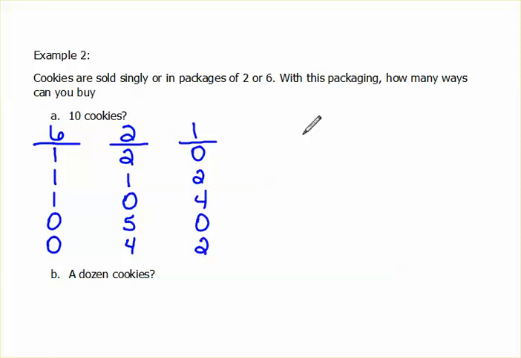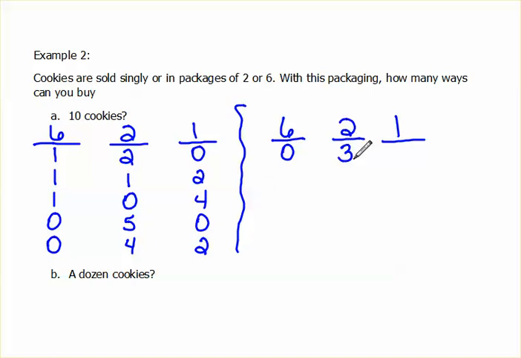Okay, I'm running out of room, so I'm going to make myself another column over here and keep going. So again, what if I had 0 packages of 6, but this time let's only do 3 packages of 2. You see how I'm going down by 1 each time, so I can account for all the possibilities. So this would make 6 cookies, which would leave me 4 left over for singles.